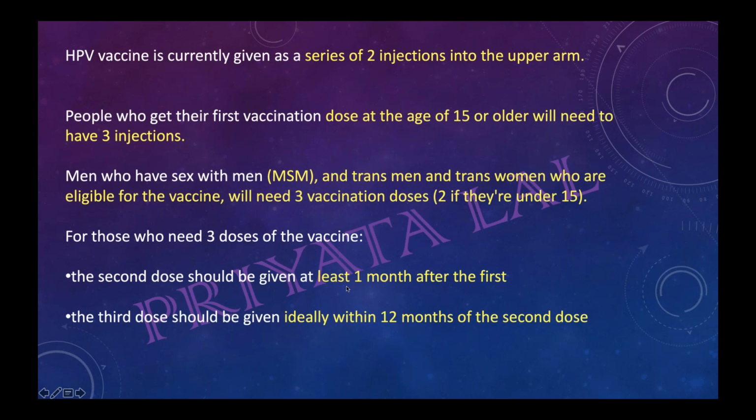So if it is 3 doses, then the second dose will be after the first month, and the third dose will be after 12 months of the second. Okay, so if more than 15 years of age, ma'am, is it after 12 months or within 12 months? Within 12 months of the second dose, within 12 months. Okay, ma'am, in our country we give it within 6 to 12 months, that dose.